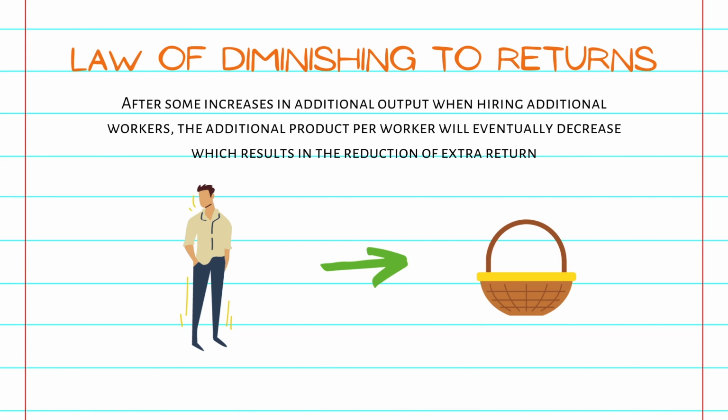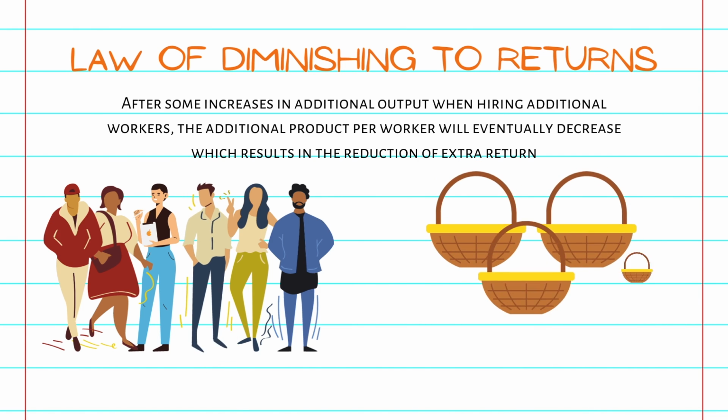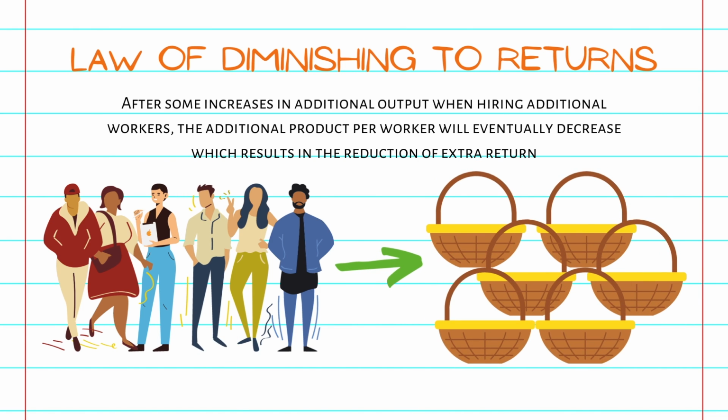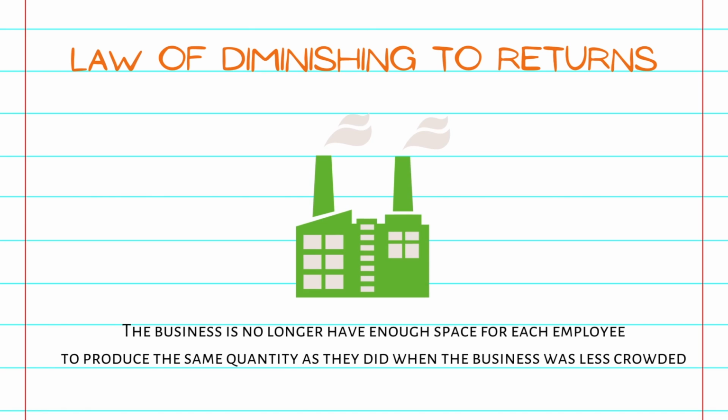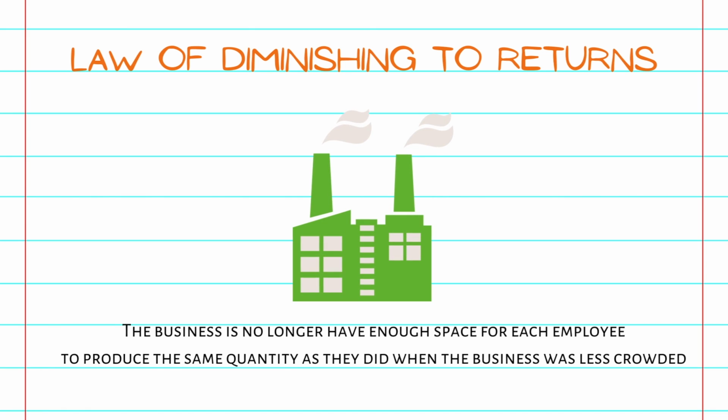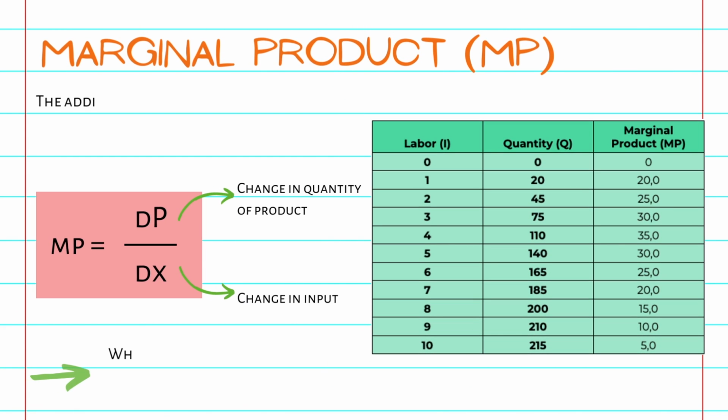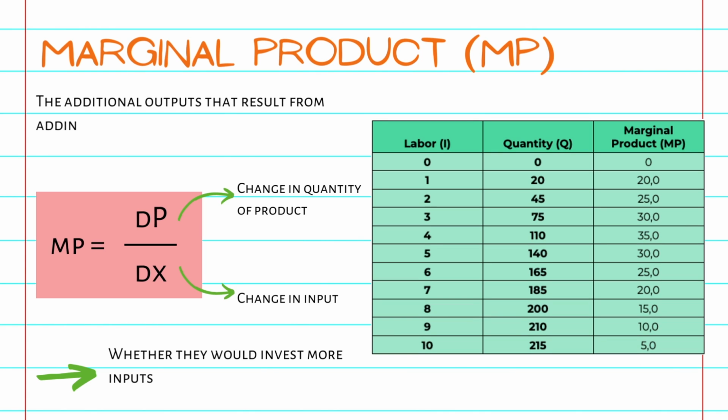For example, the business employs one worker to make one bamboo basket, and then they hire another one. So now we have two workers can produce two, and keep hiring will lead to a certain point where the firm doesn't have enough space for each labor to make even one basket. So now let's go back to the table. What we care about is the additional bamboo basket that results from hiring one more labor, which is marginal product. So MP equals dP over dx.